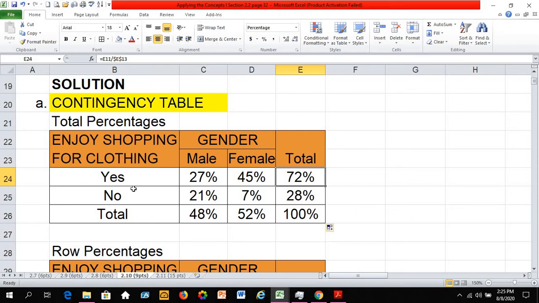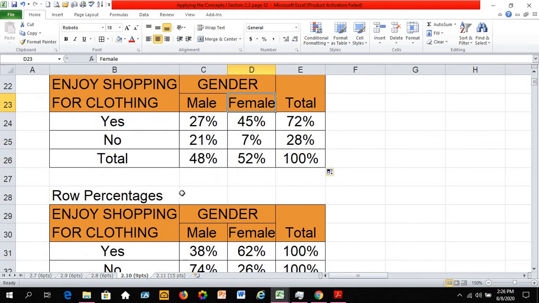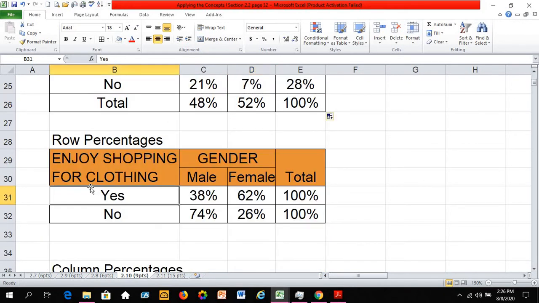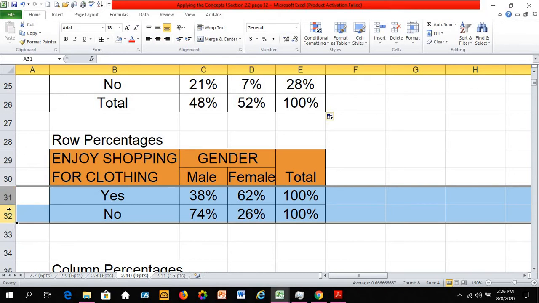So in our total percentages, there are 72% who said yes, they enjoy shopping, and 28% said no, they don't enjoy shopping for clothing. And for gender, there are a total of 48% male respondents and a total of 52% female respondents. So we are done with total percentages. Next, row percentages.